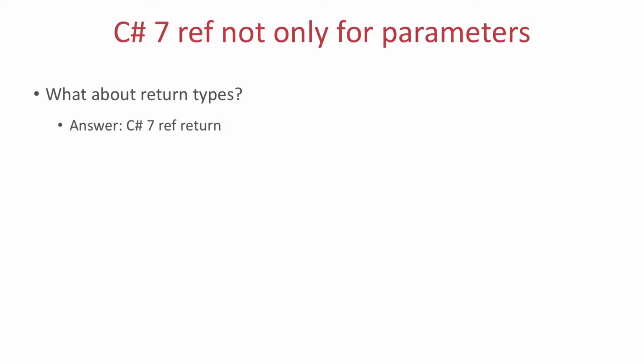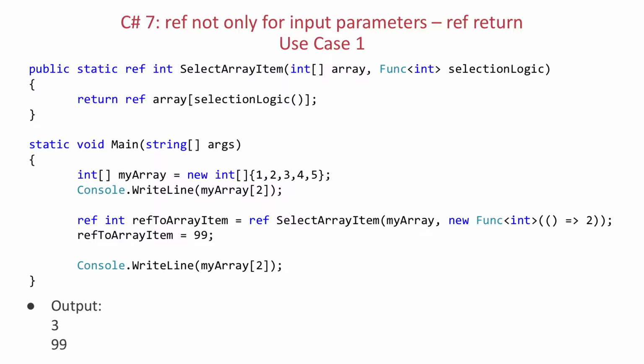So let's explore these. In the next minutes, we will look at two use cases of ref return. These are the two common use cases of this feature. In the first sample, let's say we want to select an item from an array within a method and then change its value in the caller method. First, let's take a look at the selectArrayItem method. It gets an array as parameter and a func which represents the selection logic. Imagine that you have some complicated logic that decides which item in the method is relevant. You can pass this logic into the method this way.